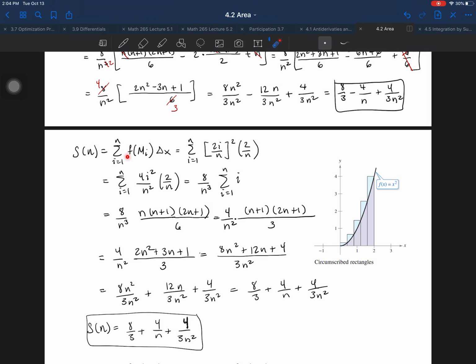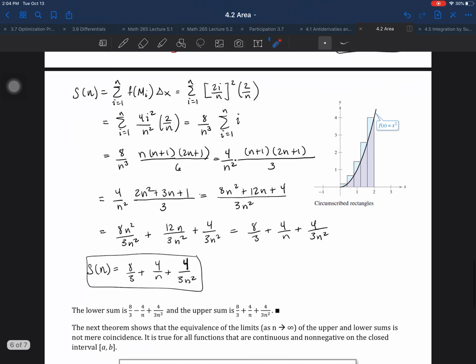This is the rectangle. This is the product of the rectangle, right? The area of the rectangle, height times width, and you're adding all of them. So when I plug 2i over n into the function, this will give me 2i over n squared times the delta x. Square the whole thing, that gives me 4i squared over n squared. Now again, I know the 4 and the n squared, because it's a product and they do not depend on i, I can factor them out. So I'm only left with this summation.